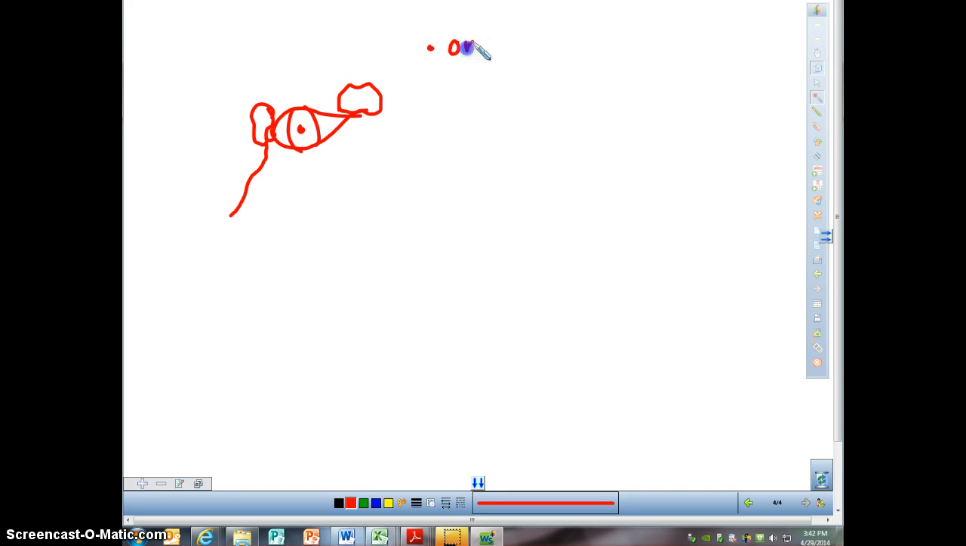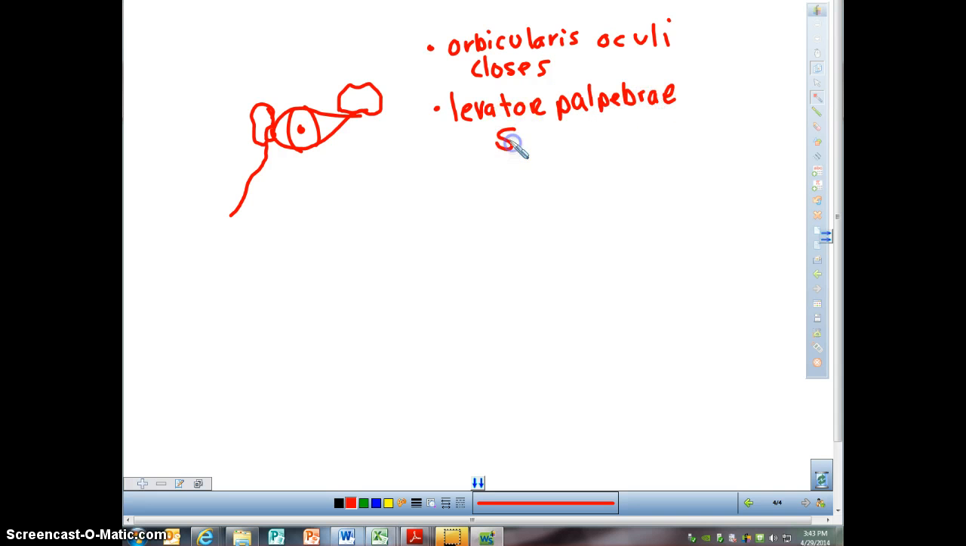Okay, so a couple things. You remember the orbicularis oculi. That closes the eye. You also have another one called the levator palpebrae superioris. That is another one of my favorites, you know, past the sternocleidomastoid. Of course, this opens the eye.